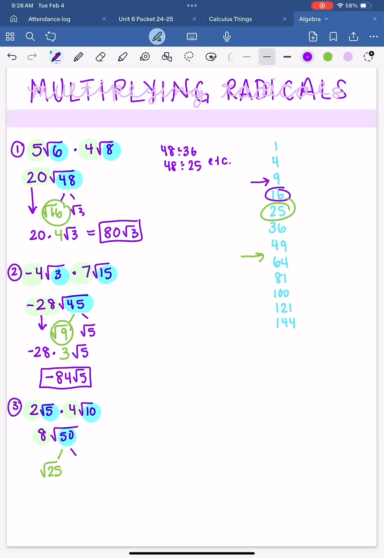Green means go. We actually have to take the square root of 25, which is going to become 5. We're going to keep the radical 2. Bring down the 8.